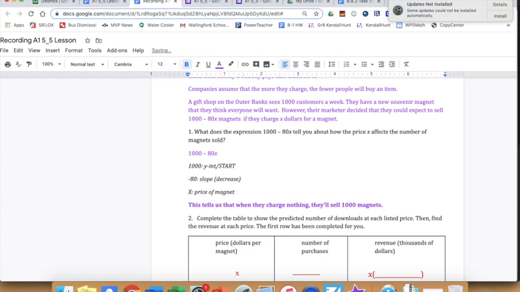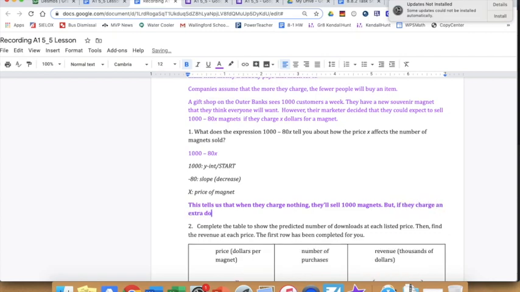They'll sell 1,000 magnets. But for every additional dollar they charge, they're going to sell 80 fewer magnets. So they're going to sell less the more they charge. Like if they charge $1, maybe 900 people will say nah, or 920 people might be like, yeah.